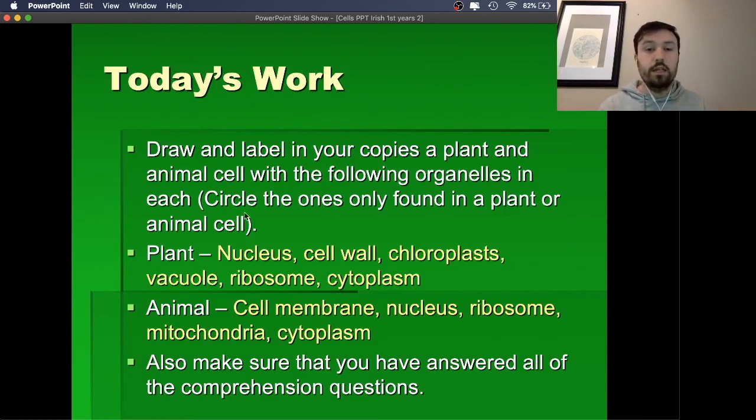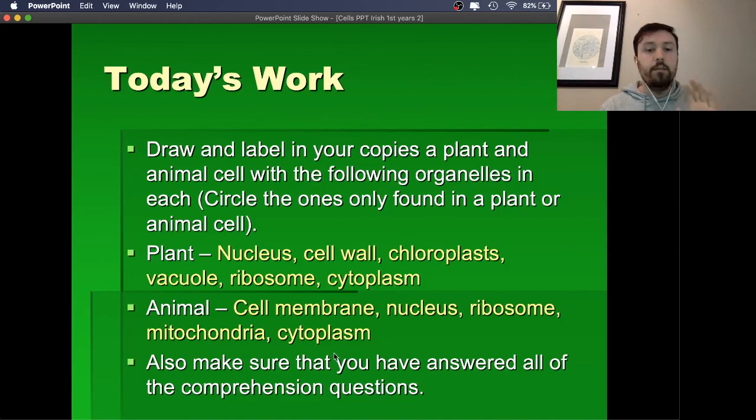So what I need you guys to do is in your copies, draw a plant cell, draw an animal cell, and label it. You can use any of the resources. I'll put this PowerPoint up on, it's already up on Google Classroom. Use the diagrams I've already given you, but you only have to include these different organelles, okay? Also circle the ones you can only find in a plant or animal cell. So if you draw something, and I gave you one already, that was the chloroplast. We know that chloroplasts are only found in plant cells. Circle that one, okay?